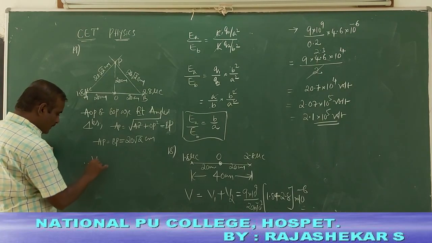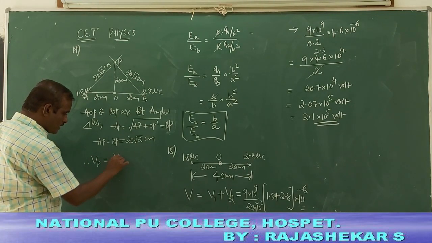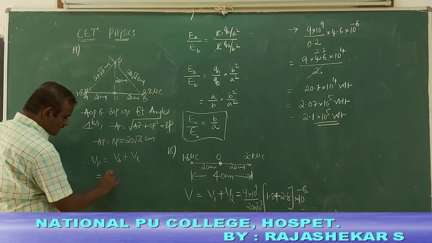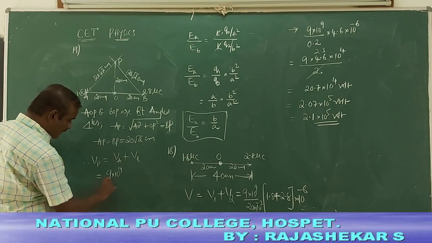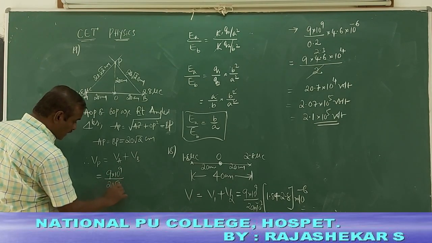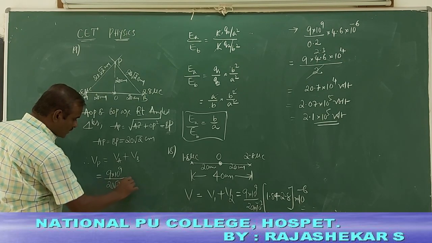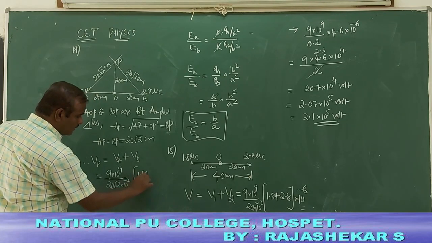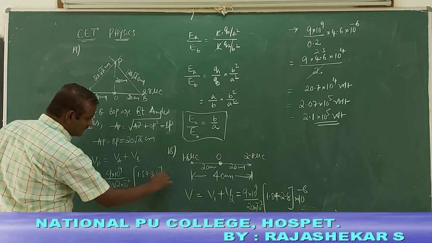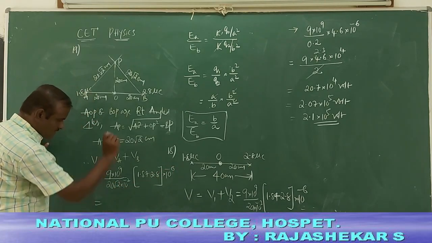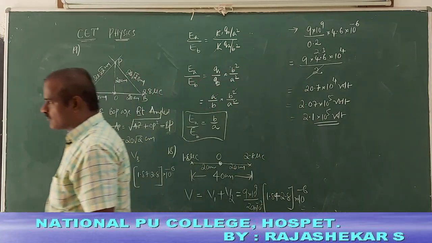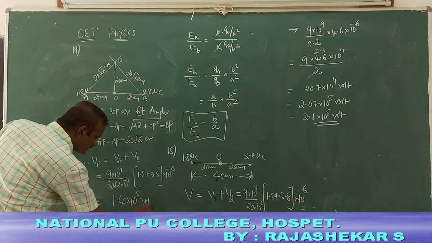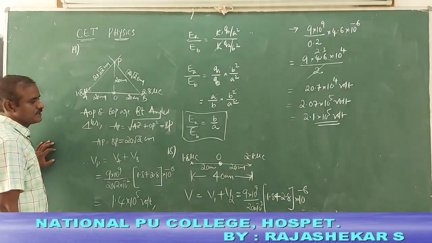Therefore potential at P is equal to potential due to charge at A plus potential due to charge at B. This is, I take 9 into 10 power 9 divided by the distance 20 root 2 into 10 to the power minus 2, because it is in centimeter, into 1.8 plus 2.8 into 10 to the power minus 6. This is the answer, friends. This one you have to simplify. It nearly comes out to be 1.4 into 10 to the power 5 volt. You can verify the calculations, the result.